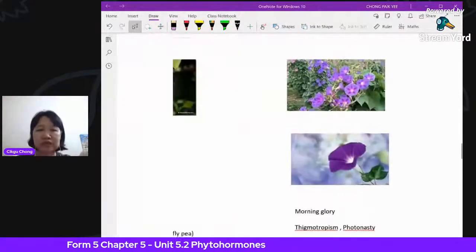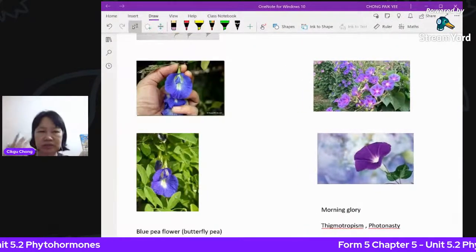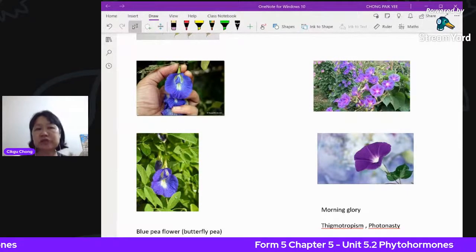So the other day when I saw the morning glory, I just immediately thought of the blue pea flower. So it's actually different species.